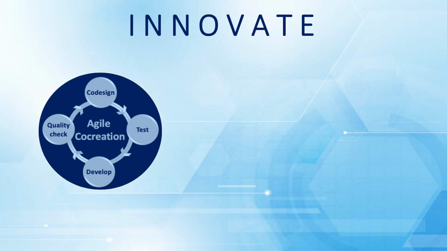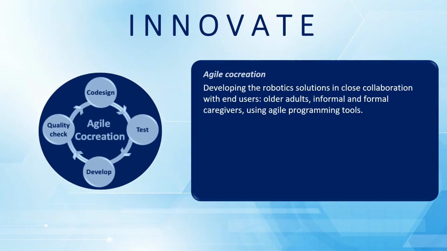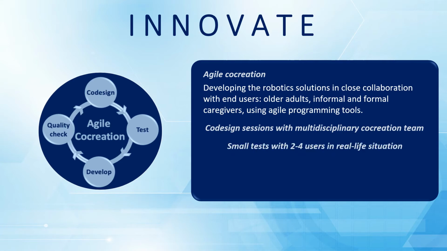Second, the innovate phase. This is the agile co-creation process. We develop the robotic solutions in close collaboration with end users. The same older adults, formal and informal caregivers that are part of your project and are relevant for your use case. What makes this phase agile is the use of agile methodology, agile tools. In practice, that means that we organize co-design sessions with a multidisciplinary co-creation team. We perform small tests with 2 to 4 users in real-life situations.